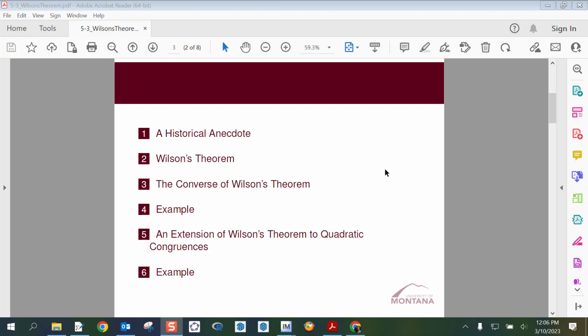Remember, we've already sort of thought about linear congruences. We sort of have that problem solved. So the next obvious place to go is quadratics, and it turns out that we do get a little bit of a toehold here from Wilson's, and then we'll end on an example using that result.